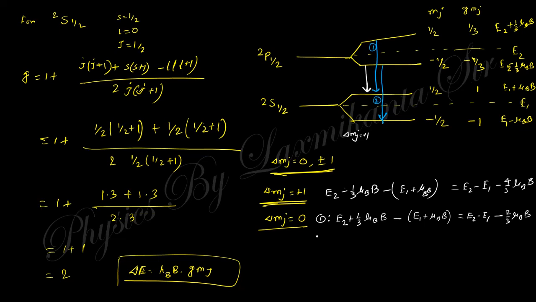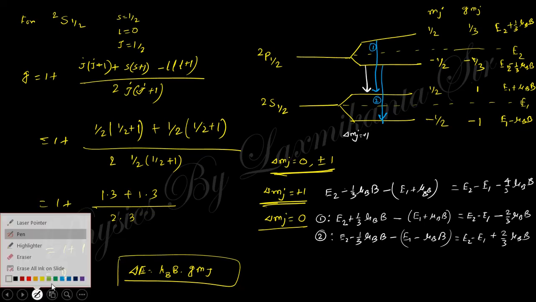Clear? And number 2, that is E2 minus 1/3 mu b minus E1 minus mu b. So this gives you E2 minus E1, plus mu b minus 1/3, so this is plus 2/3 mu b. So we can see this energy and this energy are different, so their frequency is also different. So these two give you actually two spectra.